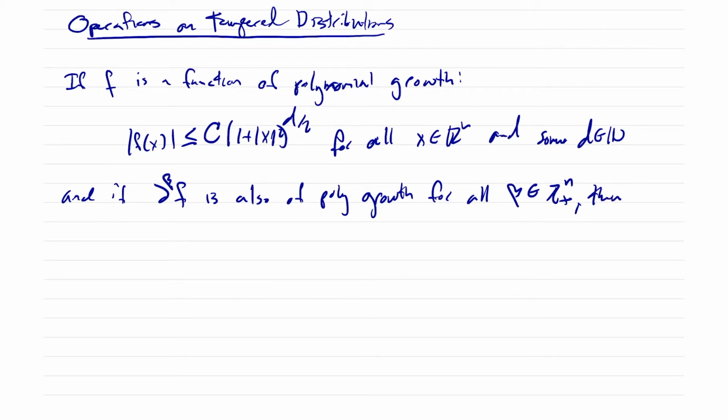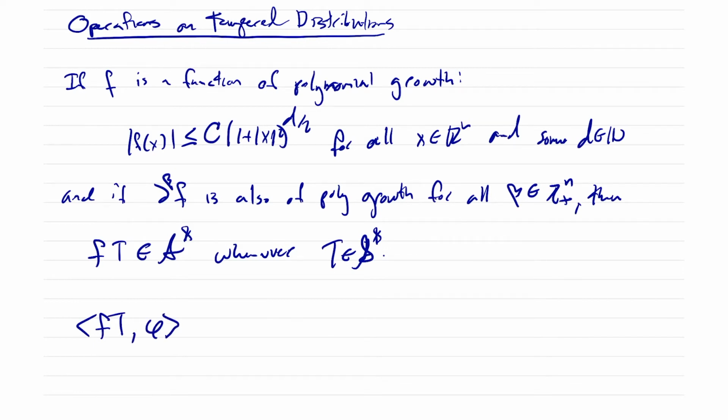then it turns out that f times T is a tempered distribution whenever T is a tempered distribution, and by that we mean that the tempered distribution fT acting on some phi in our Schwartz space S can be expressed as <fT, phi> = <T, f phi> for all phi in S.